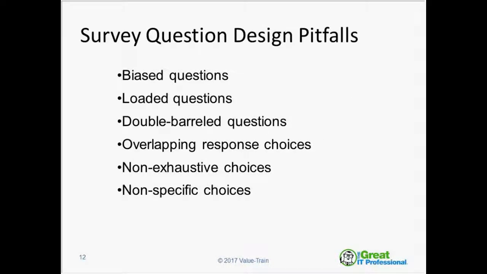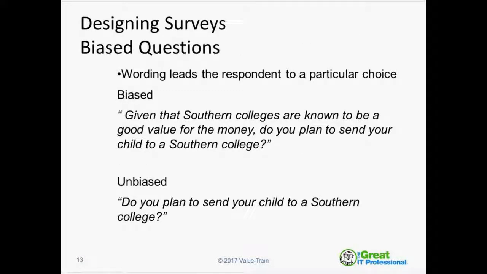Now I'm going to show you some bad survey questions. The best way to learn what a good survey question is, is to look at a bad one and analyze why it is bad. So this is a list of them, and I'll show you one at a time what they look like. First of all, a biased question. You don't want to have a biased question if you want an honest survey. That's where the wording leads the respondent to choose a certain choice. In a court of law, this would be called a leading question. You can see the top example here about Southern colleges.